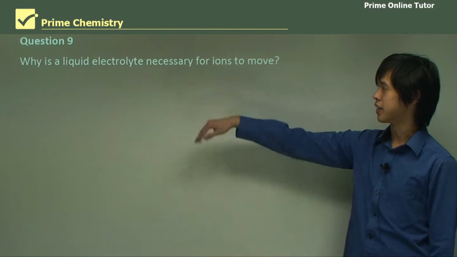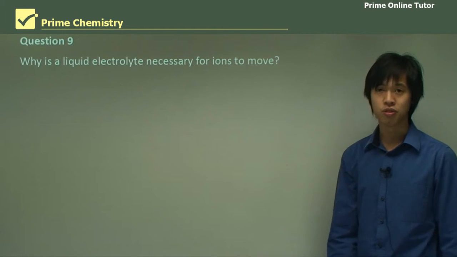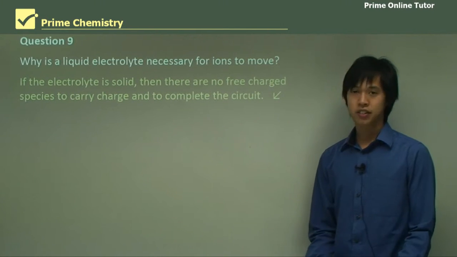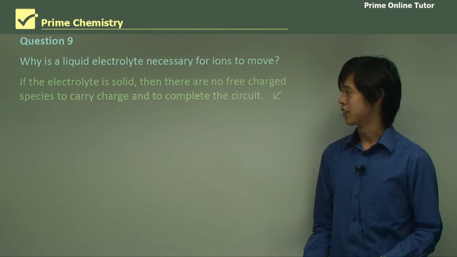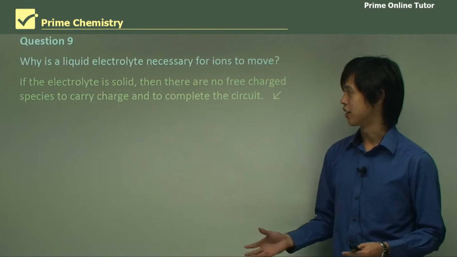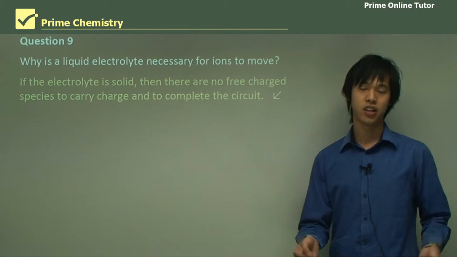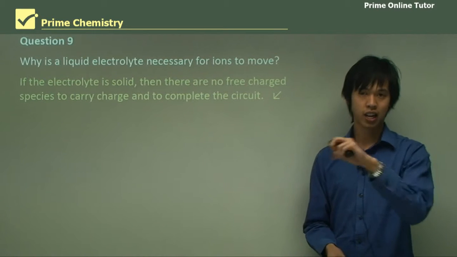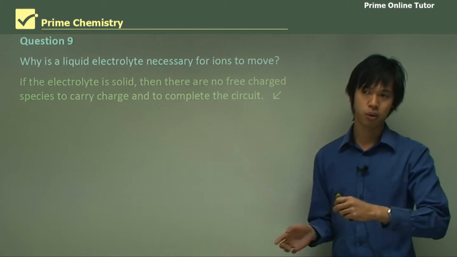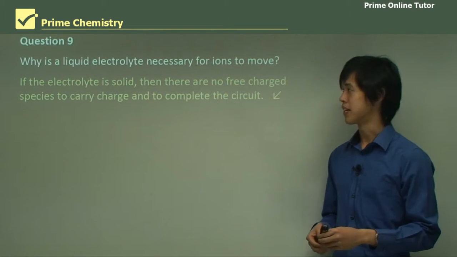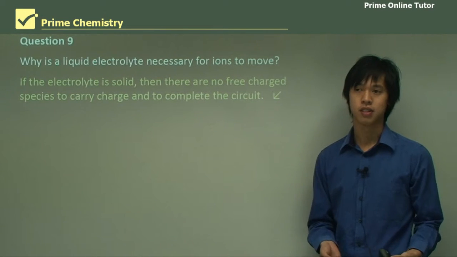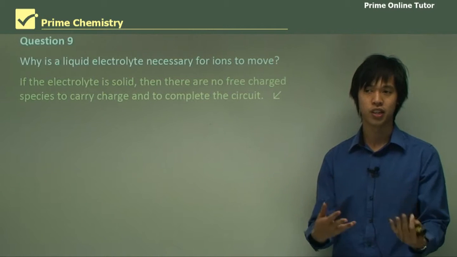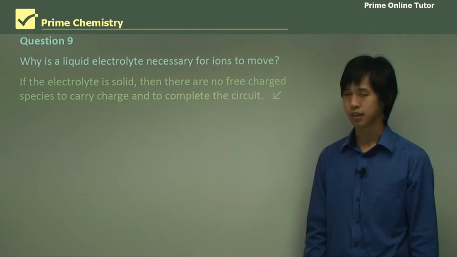So why is a liquid electrolyte necessary for ions to move? So why do we need a liquid? Well, if the electrolyte is solid, then there are no free charged species to carry charge and to complete the circuit. So let's imagine that you had frozen salt water. The ions are actually trapped. They can't move from one place to another. So it means that it won't be able to conduct electricity because those charges won't be able to move. And that's what electricity is, the movement of charges. Okay?